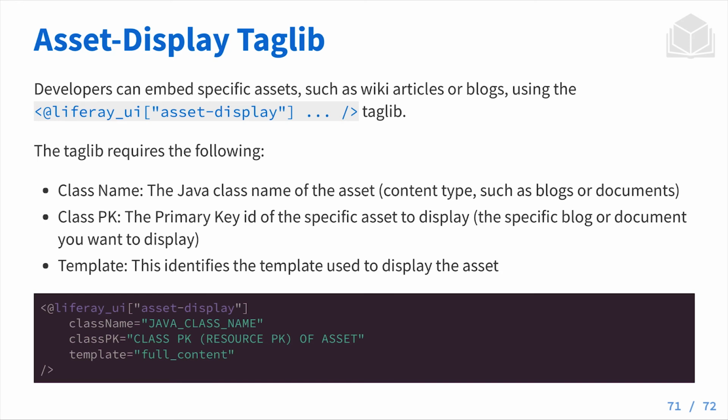Now this requires the class name. That's going to be what actual content type: blogs, documents, wikis, message boards, whatever asset you're actually referring to. The class PK is going to be the primary key of the asset that you want to display. And then the template is going to be if you have any template included, or just simply the full content template, which will just display everything. So you can use these to display widgets, web content, or assets through your theme.